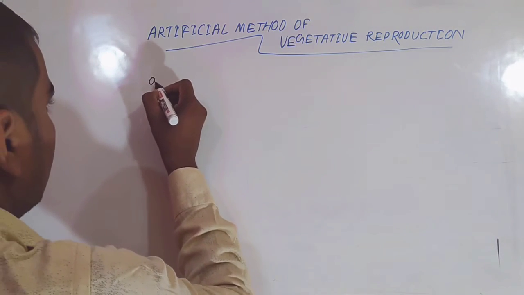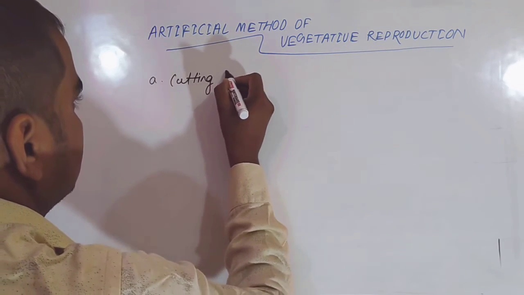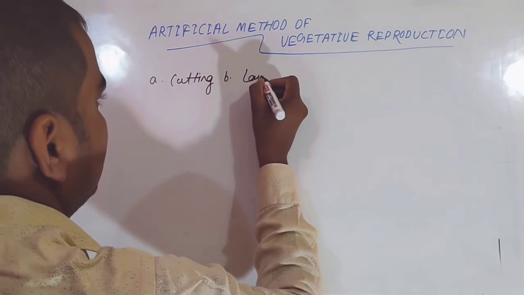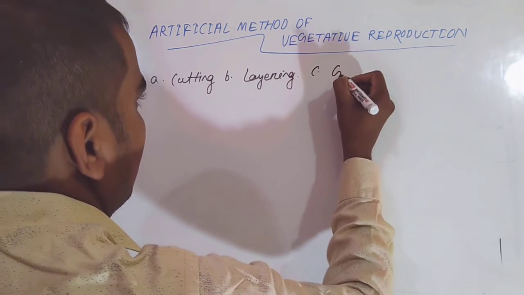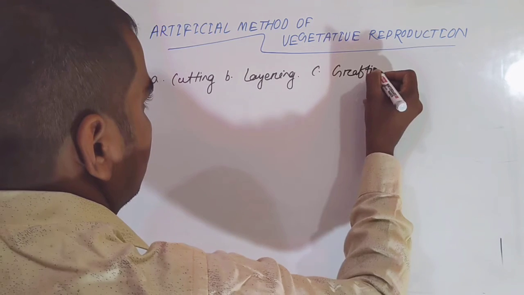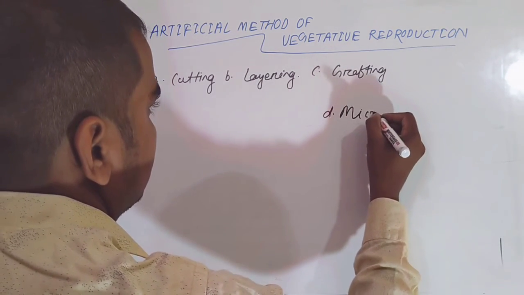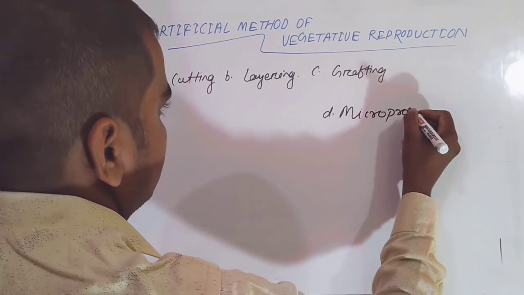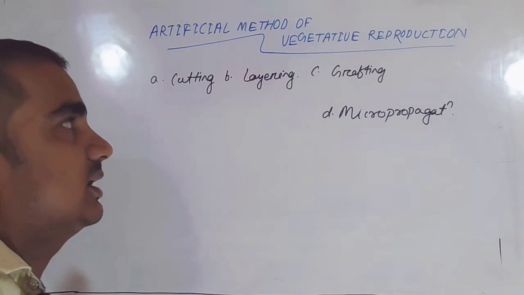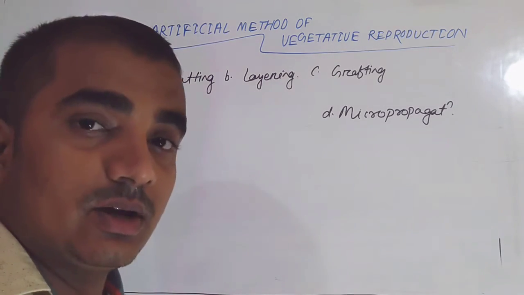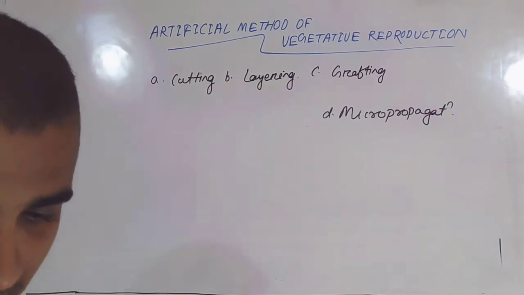The types are cutting, layering, grafting, and the last one is micropropagation. So these are the most important methods of artificial method of vegetative reproduction. So first we discuss about cutting.